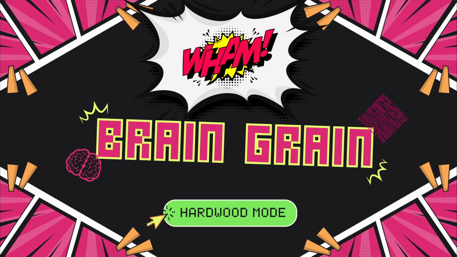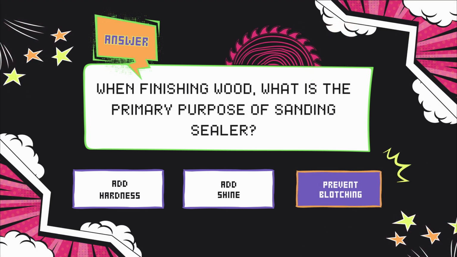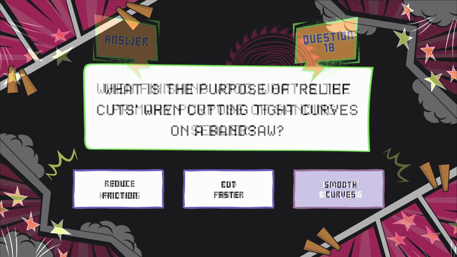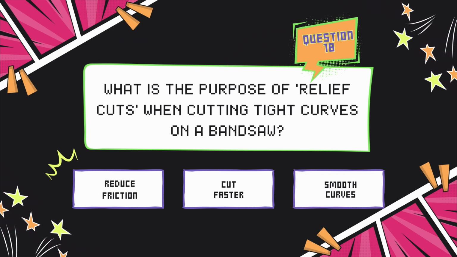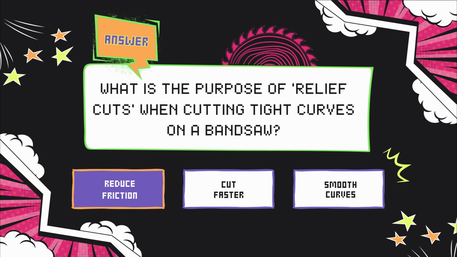Next up, brain grain. Hardwood mode. When finishing wood, what is the primary purpose of sanding sealer? To prevent blotching. What is the purpose of relief cuts when cutting tight curves on a bandsaw? To reduce friction.